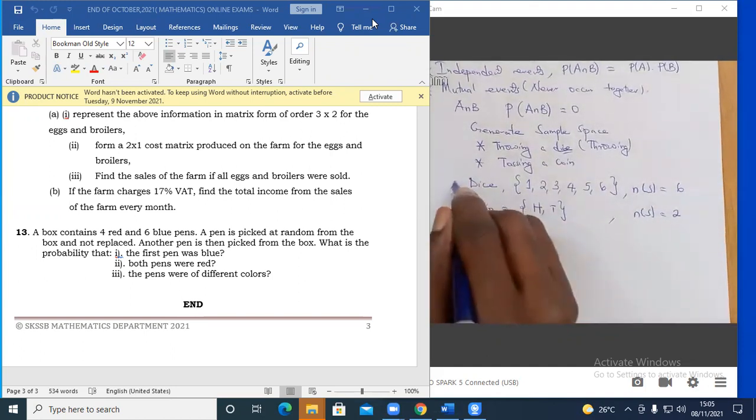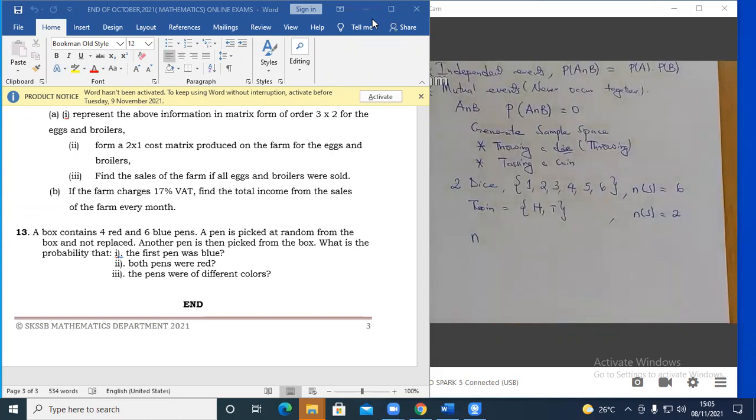If you have 2 dice, the number of sample space will go to 36. I remember we generated that. If you have 2 coins, the number of sample space will go to 4. You remember that?